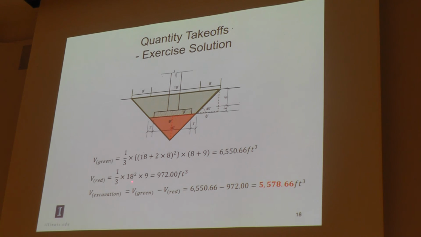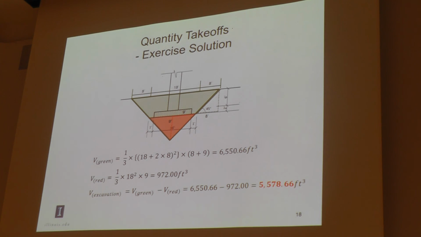Then we can use the same way to calculate the volume of the red pyramid. 1/3 times this is 18. This is also a square. This is the area of the top surface of this red pyramid, and times the height, which is 9. So we get this volume. And the excavation volume is exactly the volume of the green pyramid minus the volume of this red pyramid, using this number minus this number, we can get the volume of this excavation.